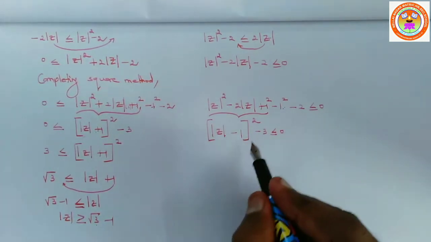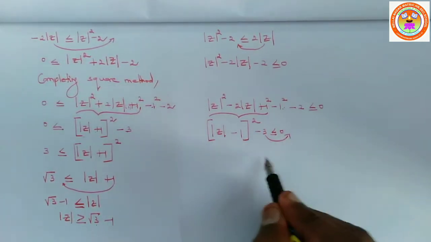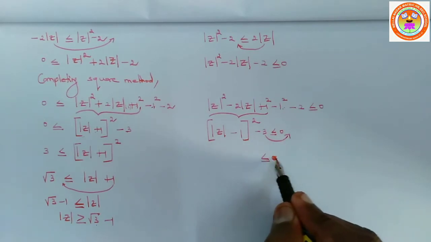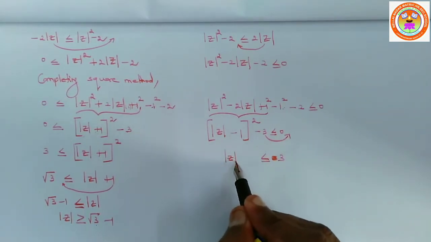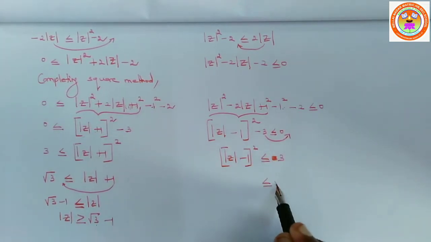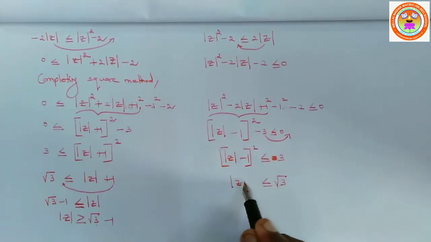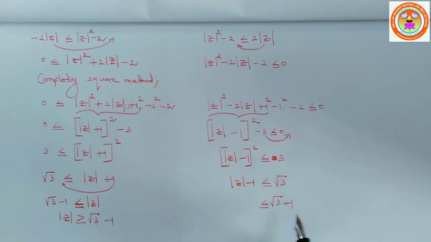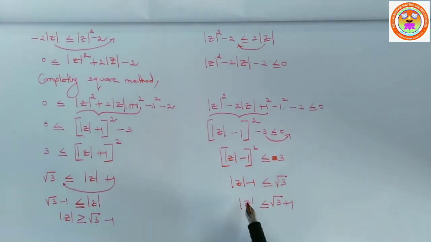But check it here, the same. Minus 3 move this side becomes plus 3, less than or equal to modulus of z minus 1 the whole square. Square comes this side becomes square root of 3, modulus of z minus 1. Minus 1 on this side becomes plus 1, square root of 3 plus 1 nothing but modulus of z. Modulus of z is less than or equal to root 3 plus 1.